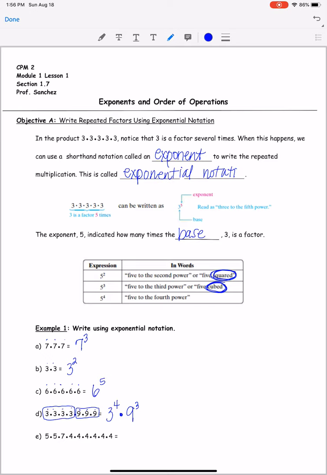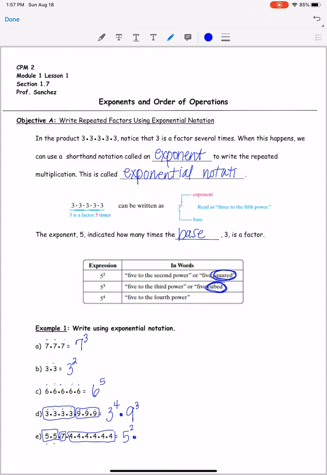E, we now have 3 different bases. We've got 5, we've got 7, and we've got 4. So if I use that first base of 5, we've got 5, 1, 2 times, so 5 squared, or 5 to the second power.